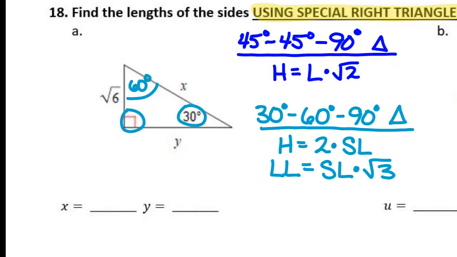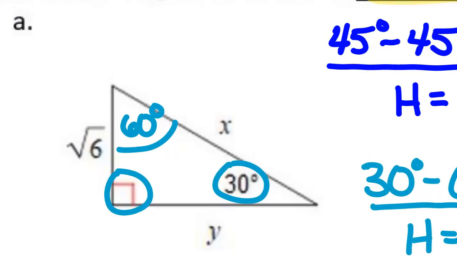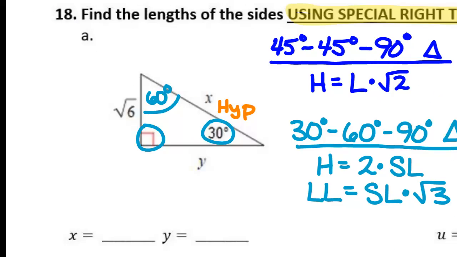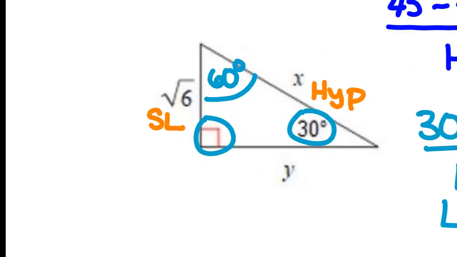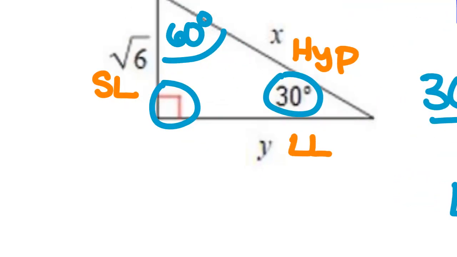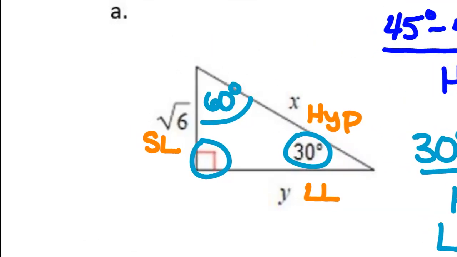Which of those sides is the hypotenuse? X. And then we have short leg and long leg. Which leg is the short leg? Radical 6. So Y has to be the long leg. The short leg will always be opposite the smallest angle. So opposite the 30-degree angle has to be your short leg.